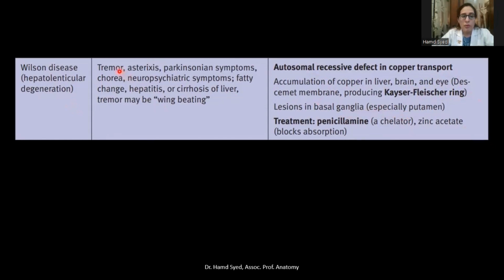There will be tremors, and Parkinsonian symptoms can also be there, and also cirrhosis of the liver because of accumulation of copper in the liver. The treatment is with penicillamine and zinc acetate.